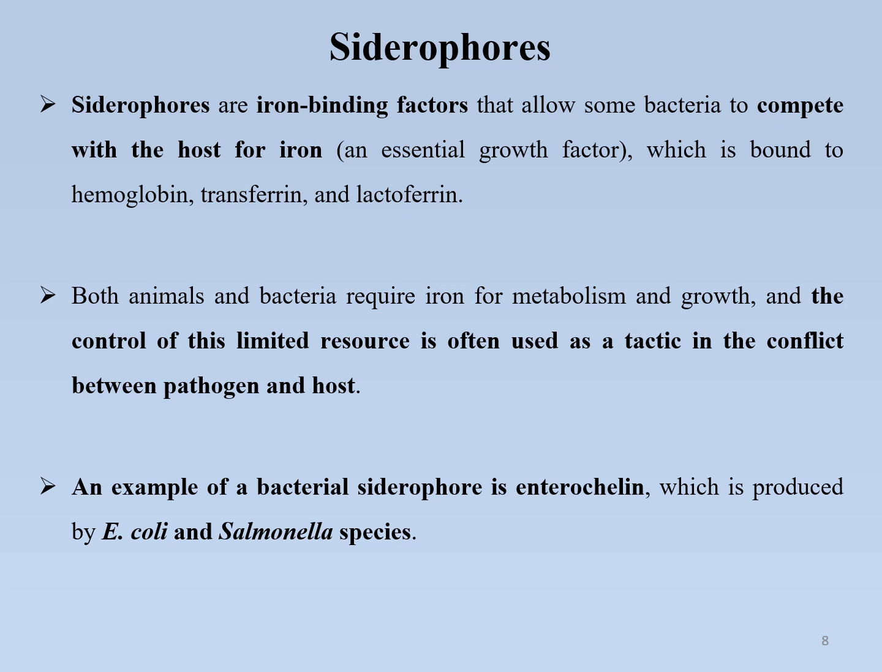When this iron is being competed for by the invading bacterial pathogens, it starves the host cells of this iron, which is an essential component to produce hemoglobin and the rest. So whatever is produced is not going to be efficient enough, and that can lead to the death of the host cell. An example of a bacterial siderophore is enterochelin, which is produced by E. coli and Salmonella species.